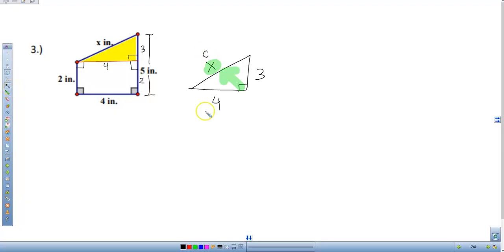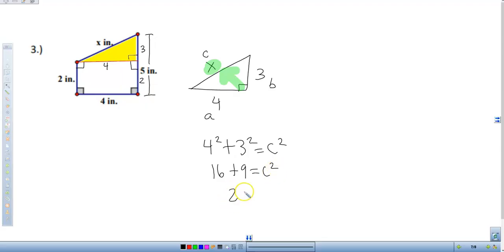And then this will be C, A, and B. We say A squared plus B squared is equal to C squared. And we just evaluate. That gives me 16 plus 9 is C squared. So 25 is C squared. And that gives me that C, when we square root both sides, is 5. Booyah. So once you get the right triangle, very easy. The most important thing is just how you draw that auxiliary line.